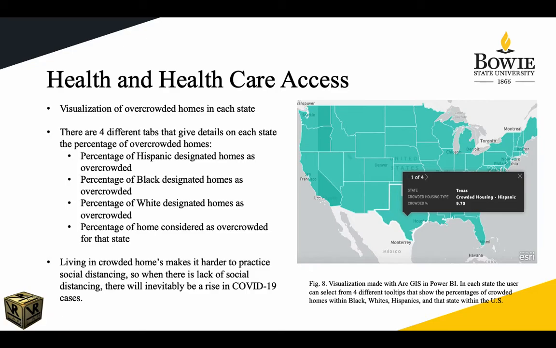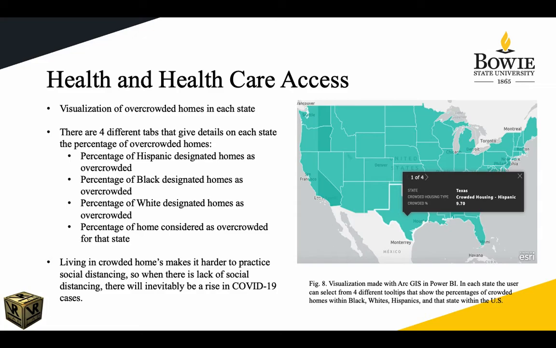All right. Then I went on to health and healthcare access. Factors such as densely populated areas, healthcare access, and pre existing medical conditions were explored, and I created visualizations to provide evidential support to my previous statements made. I created this visual in Power BI, also utilizing ArcGIS, to show a more detailed view of overcrowded homes in each state. In this figure, basically there were four different tabs that give details on each state.